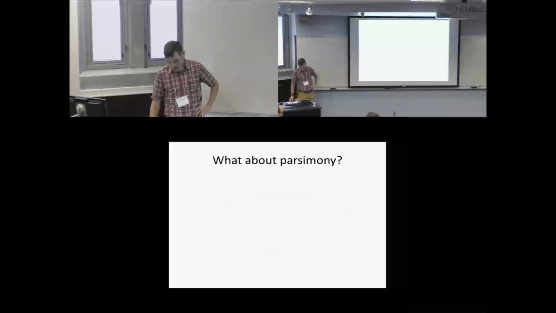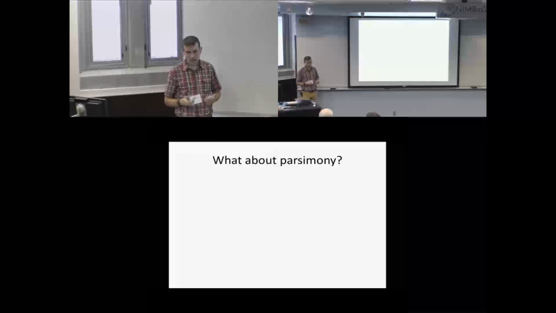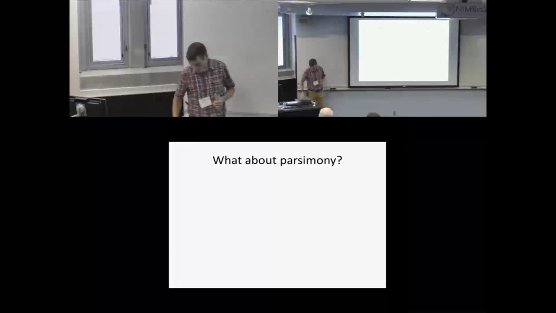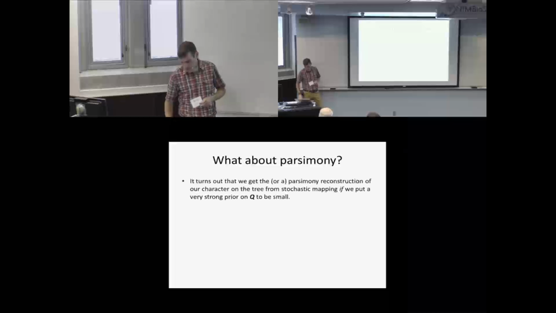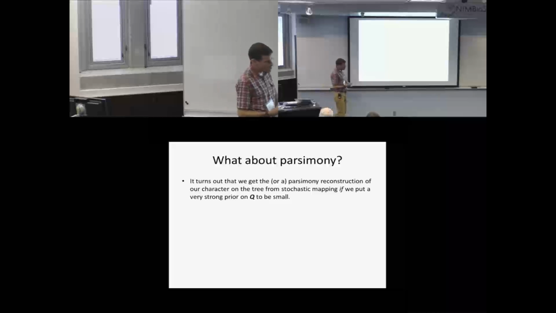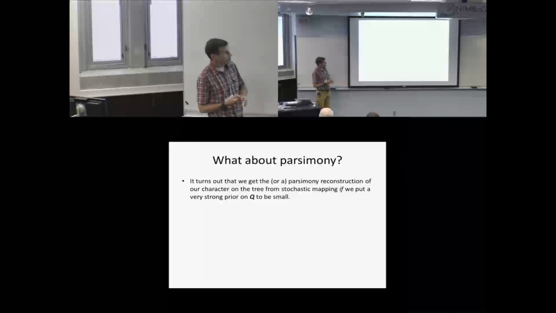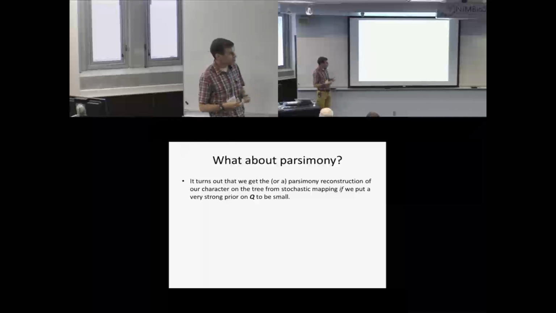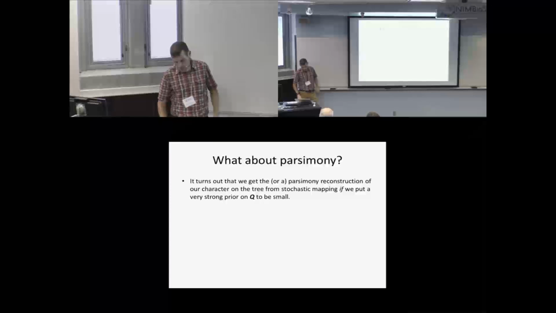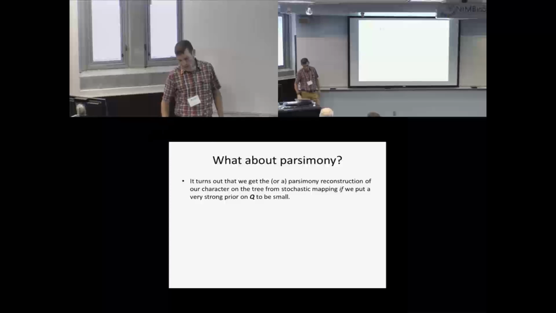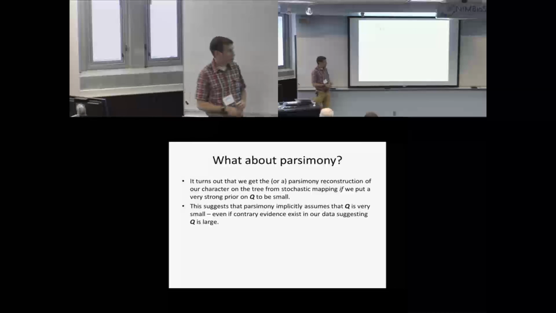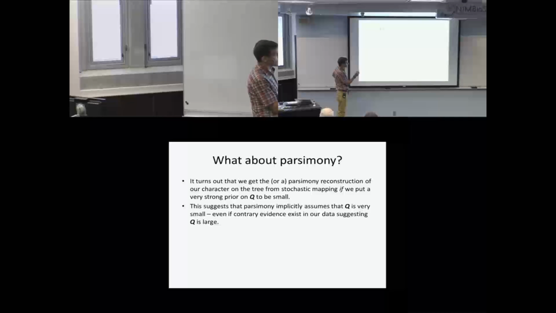So one final thing is a method for ancestral state reconstruction that you might already be familiar with, which is the method of maximum parsimony. I didn't discuss this because it doesn't have an explicit model, and it doesn't allow us any way of putting confidence intervals or expressing the uncertainty in ancestral state reconstruction. But it turns out that we get a parsimony reconstruction from stochastic mapping if we put a very strong prior on the transition rates between states to be really small.